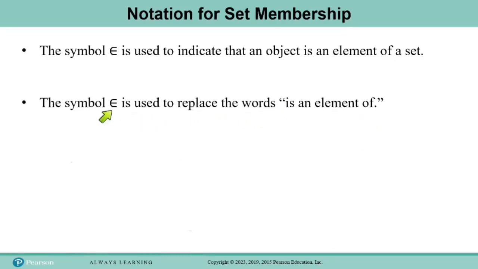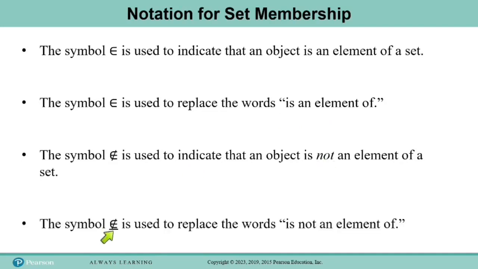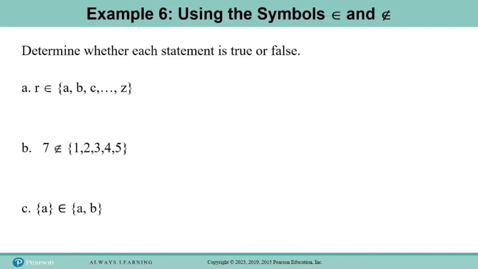And so that symbol is used to replace the words is an element of. Whenever you see this symbol, you should read that as is an element of. And the same symbol with a line through it is used to indicate that an object is not an element of a set. So whenever you see this symbol, it should replace the words is not an element of. So let's practice a little bit. So it says determine whether each statement is true or false.